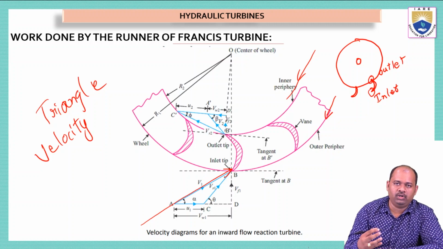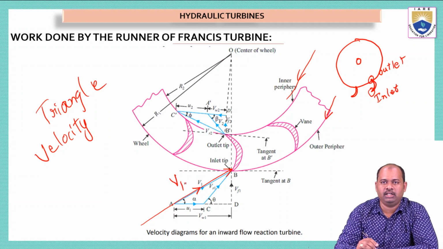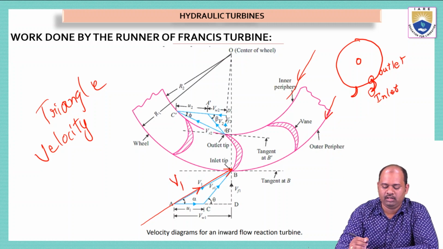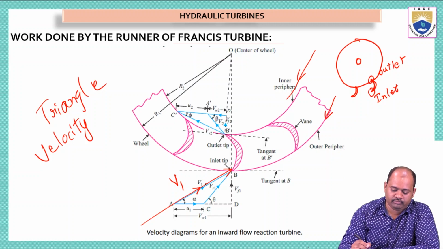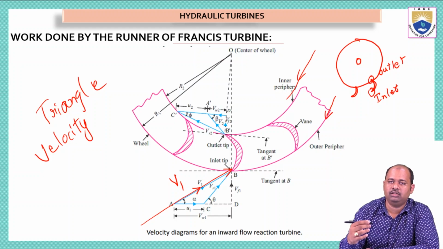So I will denote it as V1. This is the velocity of water that is entering into the turbine vane at inlet. At inlet I will represent everything with 1. At outlet I will represent everything with 2.